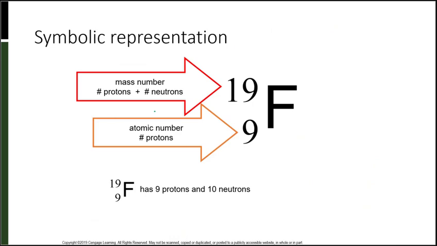Okay, and this is just a reminder. This top number is my mass number, protons and neutrons. Bottom number is just the atomic number, which is protons. All right.